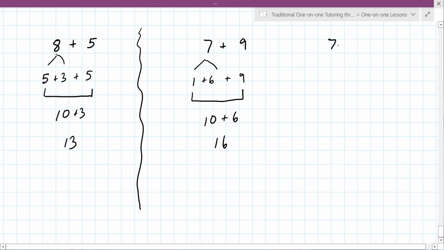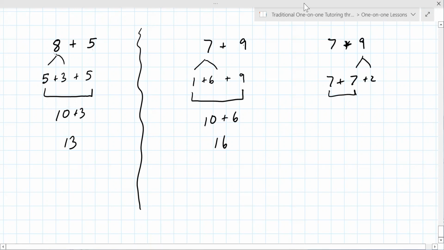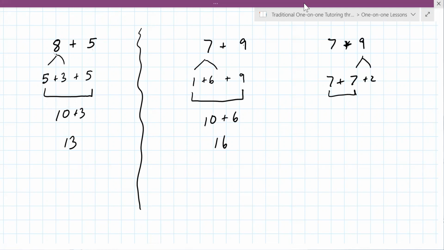Now alternatively, you could break the 9 into like 7 and 2, because you already have a 7. You could add those up. It's kind of up to you. It depends on what you prefer. Like which way makes more sense to you? The one on the left. Okay, the one on the left, that's fine.